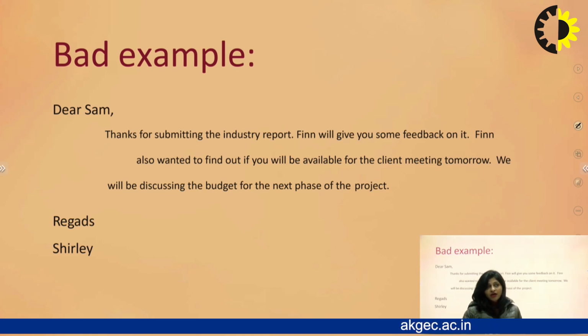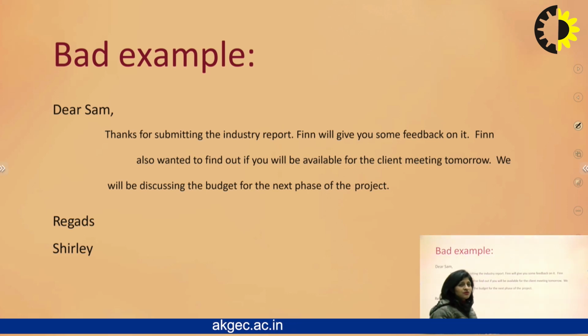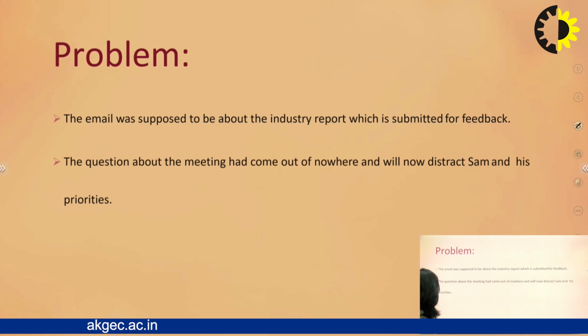So again here, obviously the reader wants the feedback about the report which Sam has submitted. But if you club other ideas with this idea, then he or she will get confused, and obviously this is not the right thing to do, because the person is interested in the feedback and you are actually interested in some other thing, which is again incomplete too here. So the email was supposed to be about the industry report which is submitted for feedback, and the question about the meeting had come out of nowhere and will now distract Sam and his priorities.